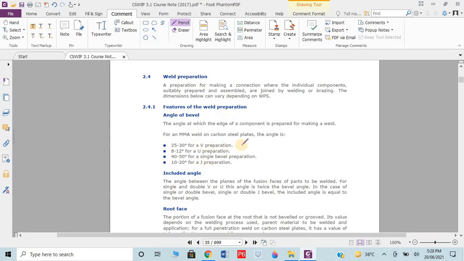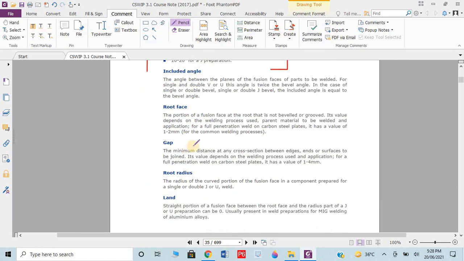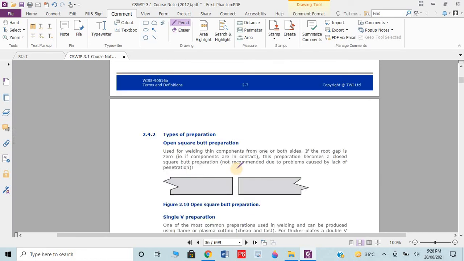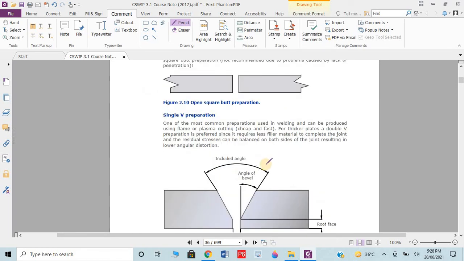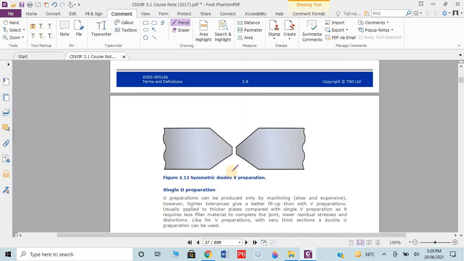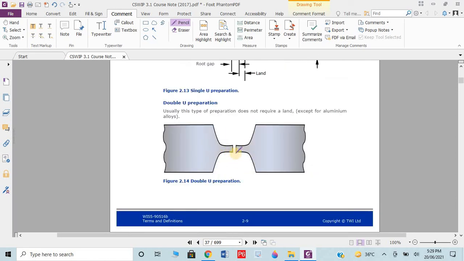Weld penetration, I already told you, V preparation, U preparation. These angles are not very important, but you have to remember them. Included angle, root face, bottom area, root gap, root radius, and the land, where the root face means the horizontal portion before the radius. You can see here open butt weld, bevel angle, root face, root gap, single V, double V, U preparation, bevel angle, root radius, land, double U.